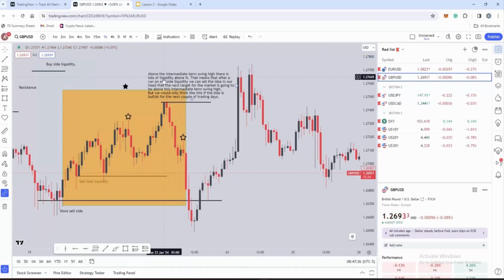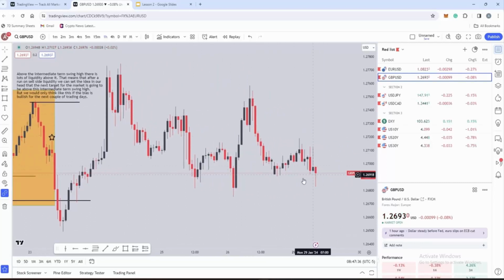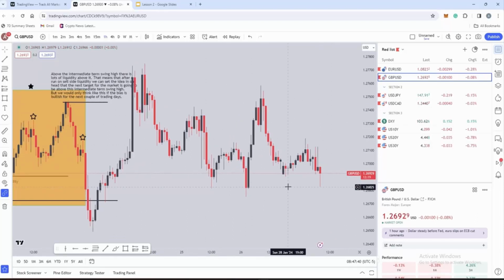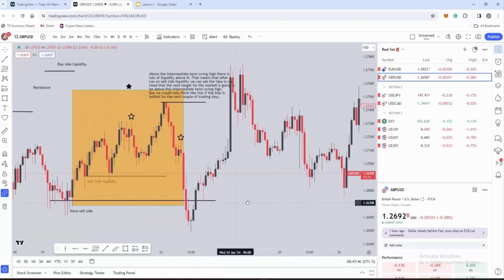Above the intermediate term swing high, there's lots of liquidity above it. So price came down, taking out the sell side, then going back up, taking out the buy side, and now what's going on? Market is just consolidating a bit, or not much movement at all. But we can expect the next target to be below these lows here, around 36 pips from the current price.